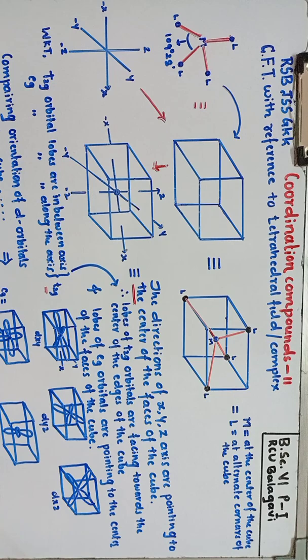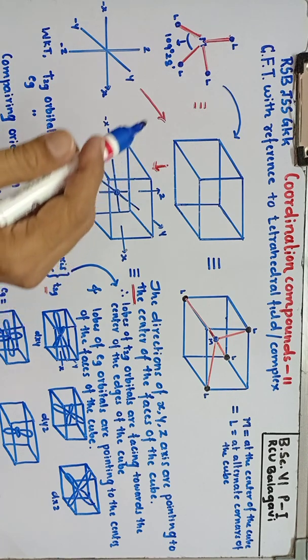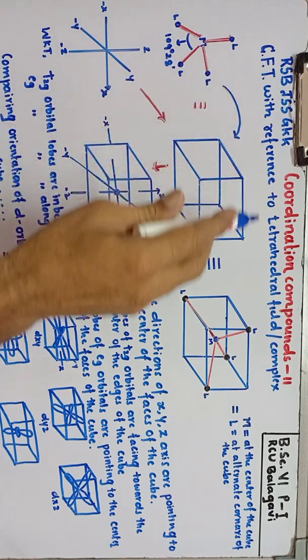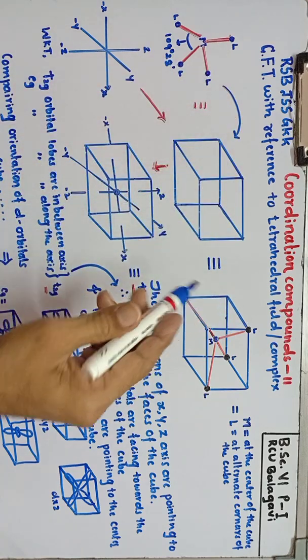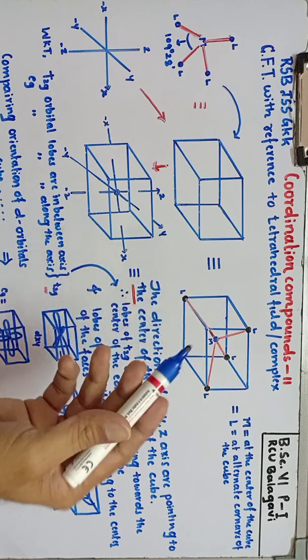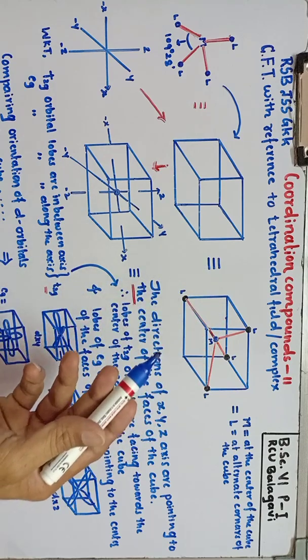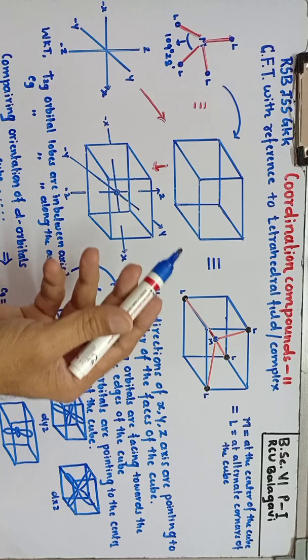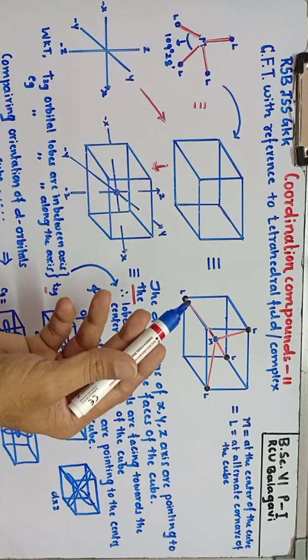Well, in the last few videos, I have discussed the crystal field theory with reference to octahedral complexes. That means how the d orbitals split in octahedral complexes, the crystal field stabilization energy calculation, and the determination of delta naught, which I have discussed in the last 6 videos.